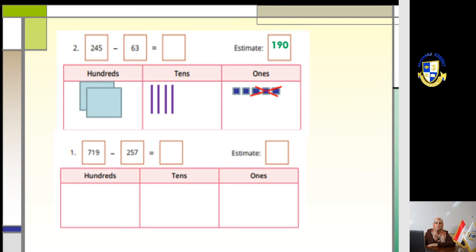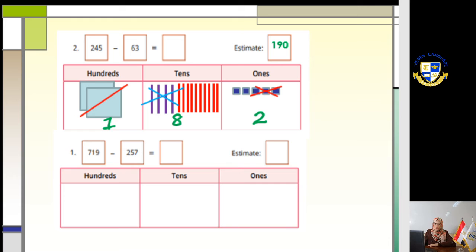Look for the tens. 4 minus 6. 4 is smaller than 6 and you cannot do this. So you have to borrow 1 from the 100. The 2 will be 1 and the tens will be 14 minus 6. What about 14 minus 6? Yes, 8. And the hundreds are no longer 2, it's 1. So it's 182. When you estimate this number, it goes to 190.